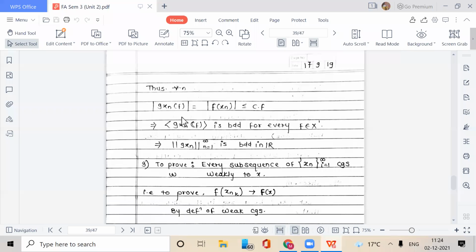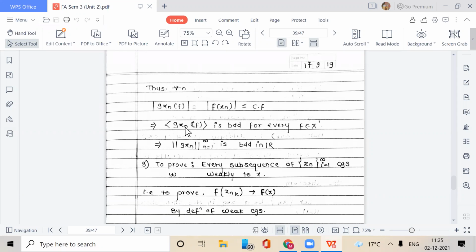Thus, mod of Gxn of f is equal to mod of f of xn for every n, and this is less than or equal to C_f, because we have shown that for every n, mod of f of xn is less than or equal to some constant. Since f of xn is a convergent sequence, it is bounded, so mod of f of xn is less than or equal to some constant C_f. Hence Gxn of f, this is a sequence, with n from 1 to infinity, is bounded for every f belonging to X dash.